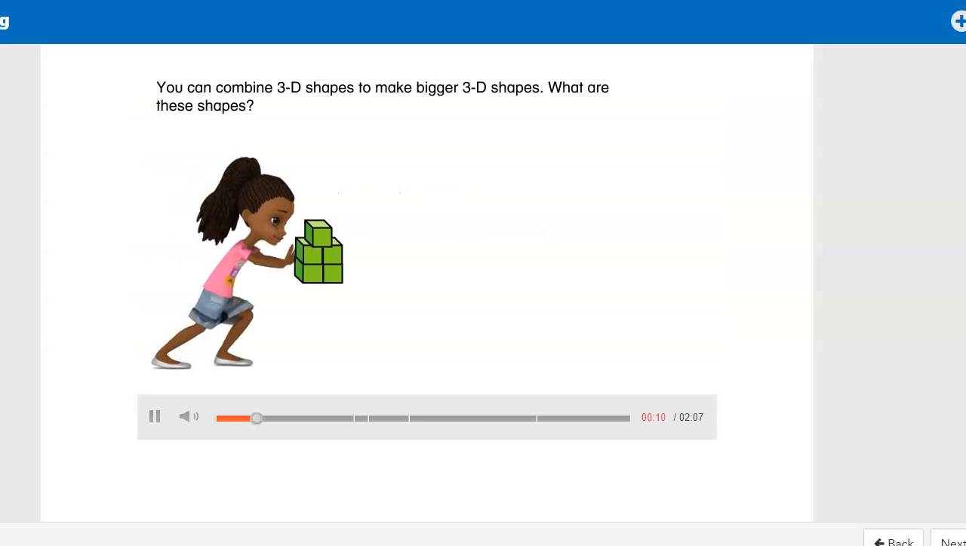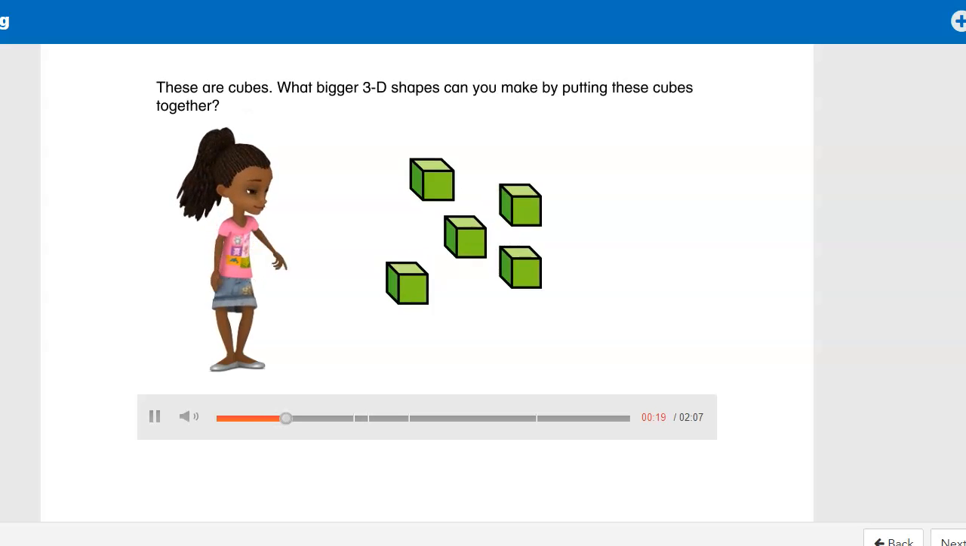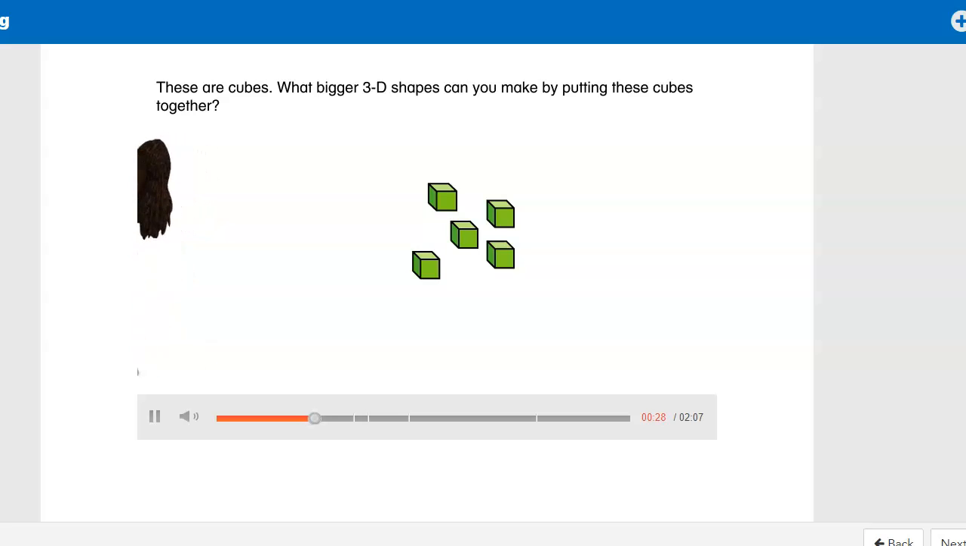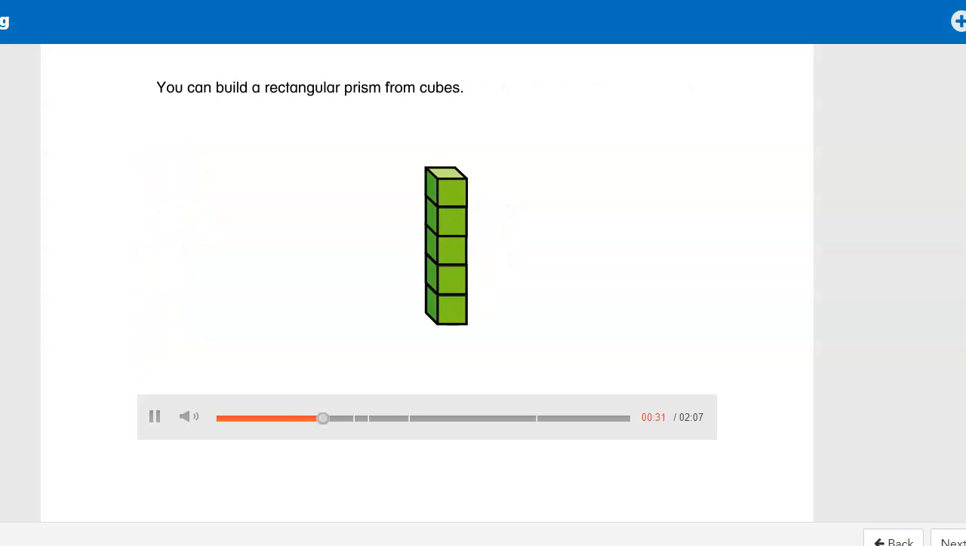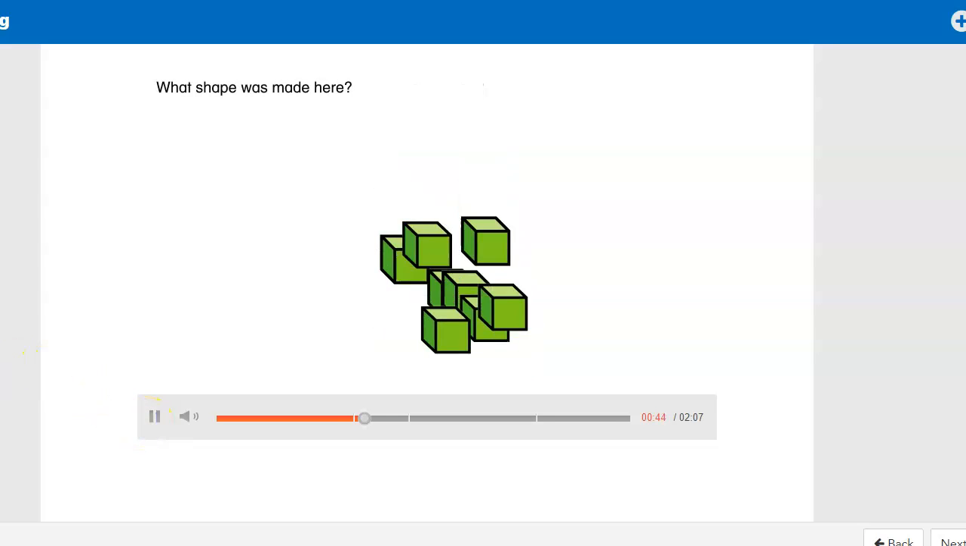You can combine 3D shapes to make bigger 3D shapes. What are these shapes? These are cubes. What bigger 3D shapes can you make by putting these cubes together? You can build a rectangular prism from cubes. What other 3D shape can you build from cubes? So what other shape can we build from 3D cubes? What shape was made here?